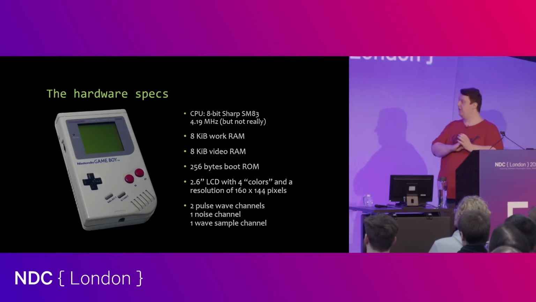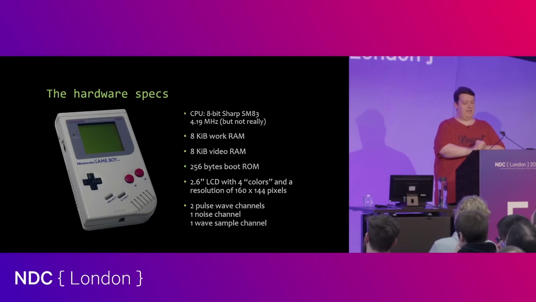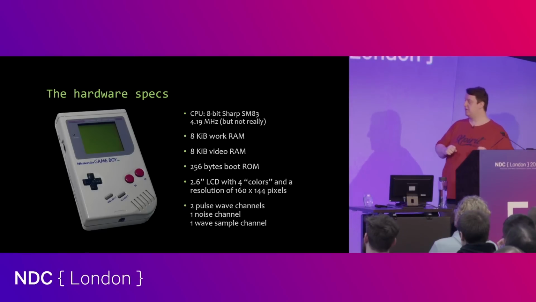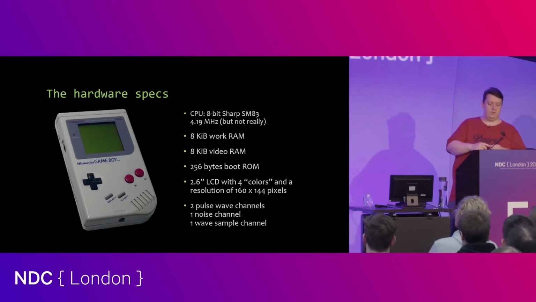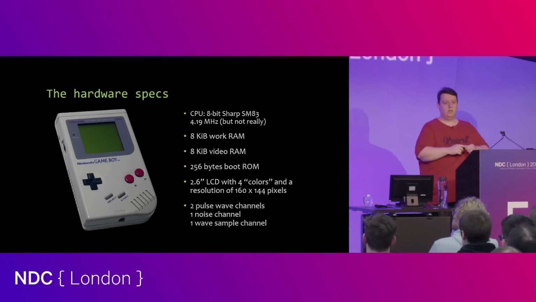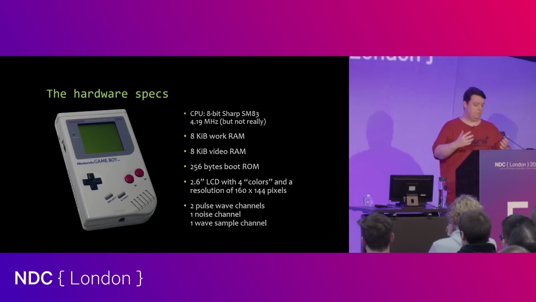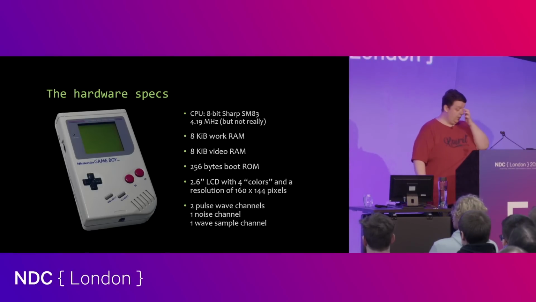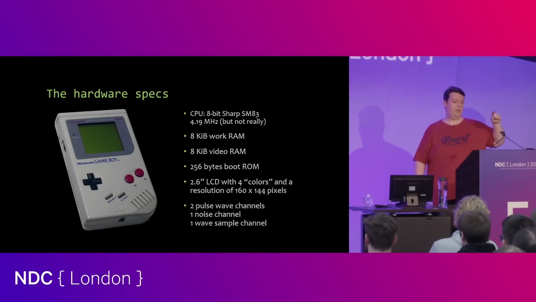It has a whopping 8 kilobytes of work memory and also 8 kilobytes of video memory. It has also a boot ROM to start up the Game Boy, which is 256 bytes. A nice tall 2.6-inch LCD screen with 4 colors and a resolution of 160 by 144. Yeah, that's not even 1/4 of HD, but it worked for that time. And for audio, we have 4 channels: 2 pulse waves, 1 noise, and 1 wave sample.